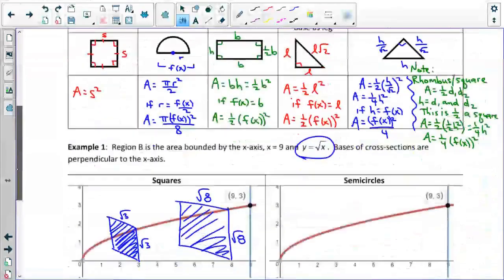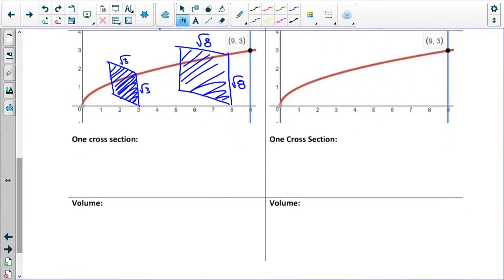So what I'm going to do is I'm going to find what the cross-sectional area is at each spot. So since these are squares, the area is side squared. Now notice that the length of each side in this case is the square root of x. I want you to be aware that this is not true in every situation.